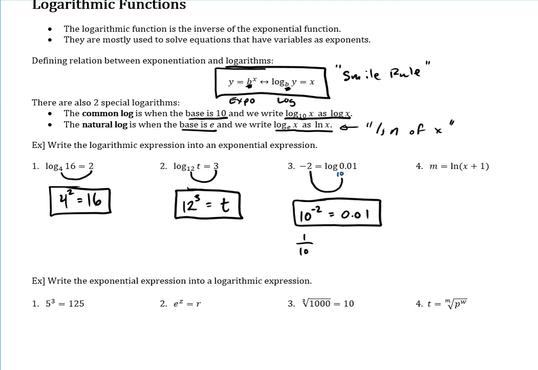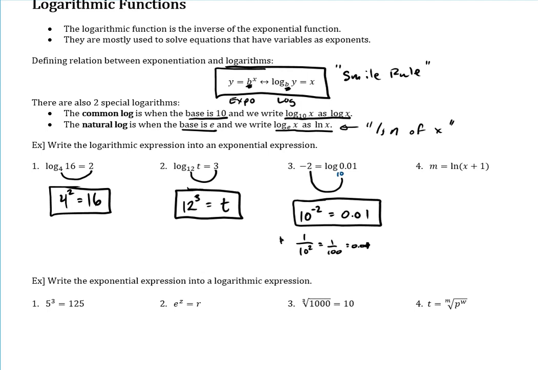Or if you use your rules for powers, this is just a side note, 10 to the negative 2 is the same as 1 over 10 squared, and that would be 1 over 100, which does match that decimal form also. So I'm just showing the verification of the above. That is how we connect it.